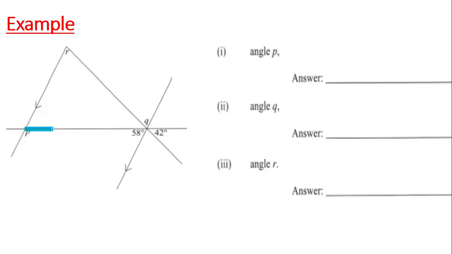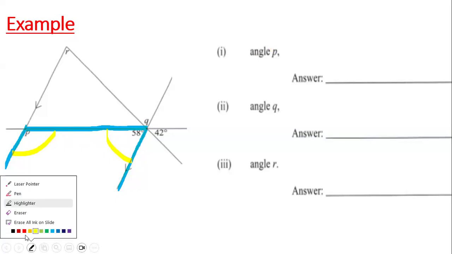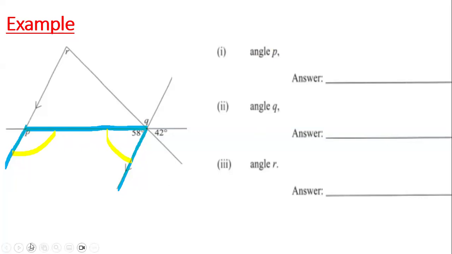What shape do co-interior angles form? A C shape. So we have a C shape here, right? She's right. Do we see the C shape? Yes, sir. So that means P and 58 are co-interior angles. And what do we know about co-interior angles? They add up to 180 degrees. Very good.